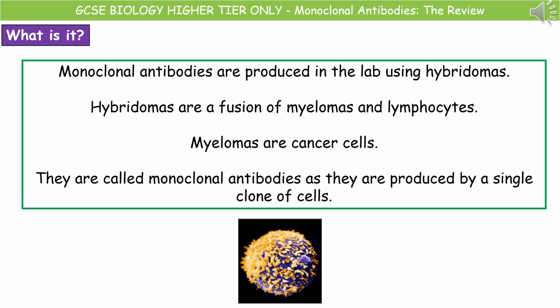When we're talking about a monoclonal antibody, what we're referring to is something we make in the lab from a special type of cell called a hybridoma. In order to make the hybridoma, we've fused or joined a myeloma, which is a cancer cell, with a lymphocyte, a white blood cell. The lymphocytes are the white blood cells that make antibodies in our body, and by joining those with our cancer cell, the myeloma, we produce this special cell called a hybridoma. And the hybridomas are the ones that produce monoclonal antibodies. They're called monoclonal antibodies because they're produced by a single clone of cells.